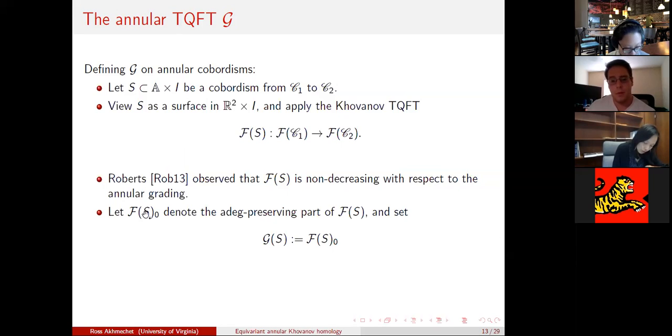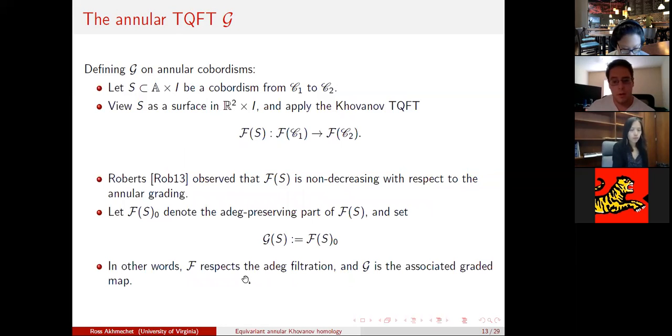So it's non-decreasing, and you let F_s sub null denote the part of F_s that preserves the annular grading. And that's what you're going to define G of S to be. You're just going to take the portion where the annular degree is preserved. And I'll give an example later, if you like. In other words, the annular degree induces a filtration, F respects this filtration, and you take the associated graded.